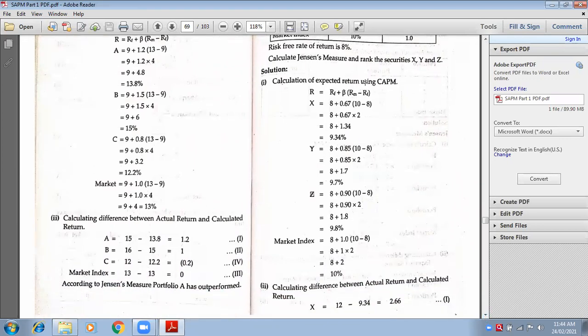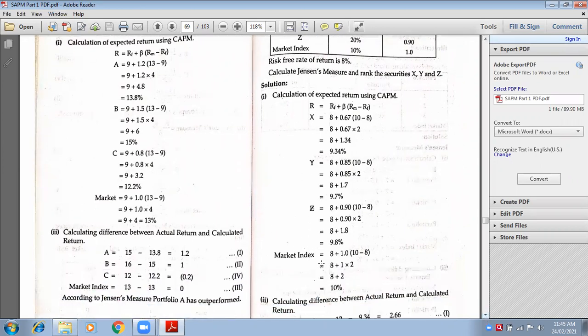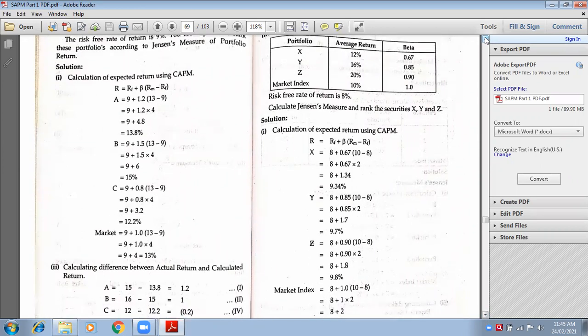See, calculation of expected returns using Jensen's measure with the CAPM formula: RF plus beta times (RM minus RF). Let me explain once and then you can begin with the solution part, I mean writing down. RF is already given as 8% and it would be the same for every portfolio in your question. So you can see 8, 8, 8 everywhere, in the market index also. Beta is changed everywhere.